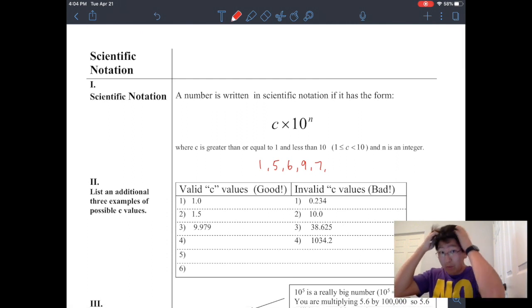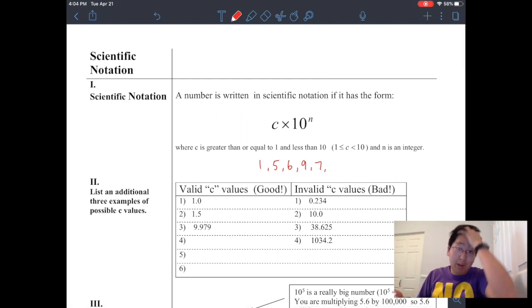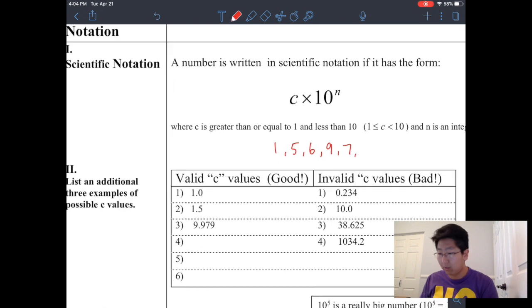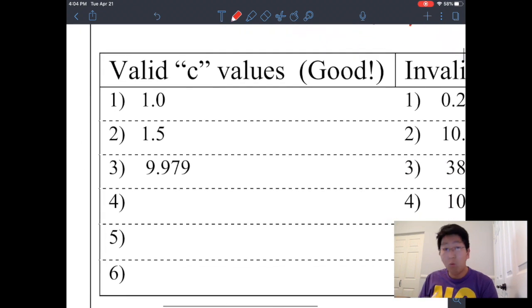So here are some numbers that I want you to tell me: are they valid for c? If c has to be greater than or equal to 1 and less than 10, does this work? Here, 1.0 is greater than or equal to 1 but less than 10, so this is a valid c. It works. Okay, 1.5, it's greater than or equal to 1, but less than 10.